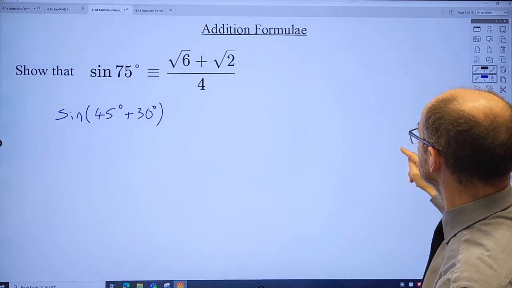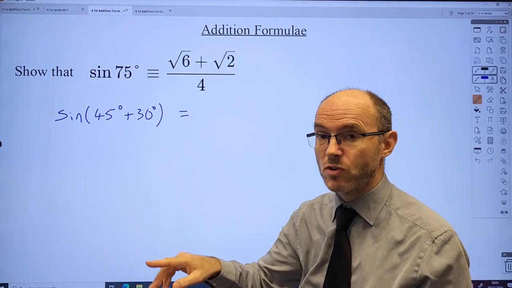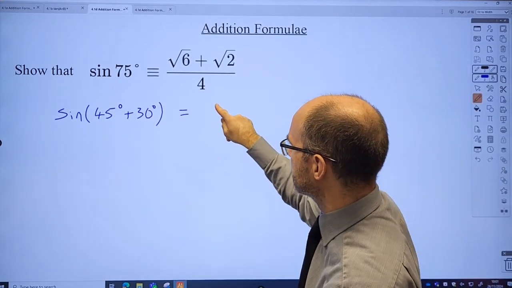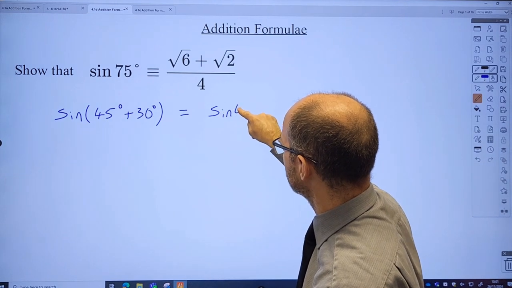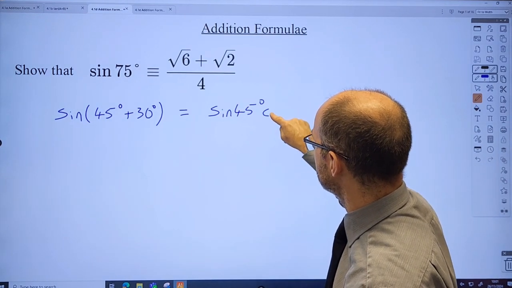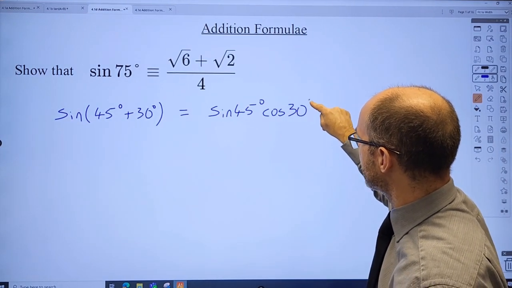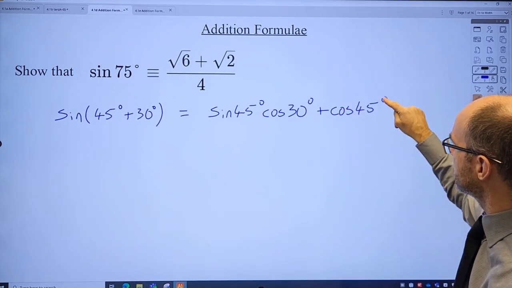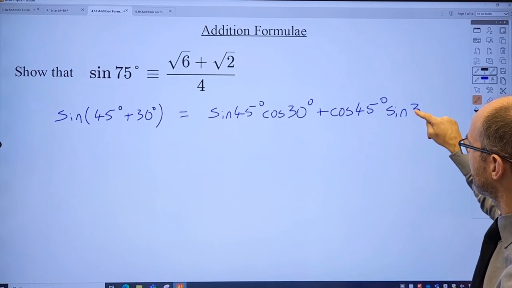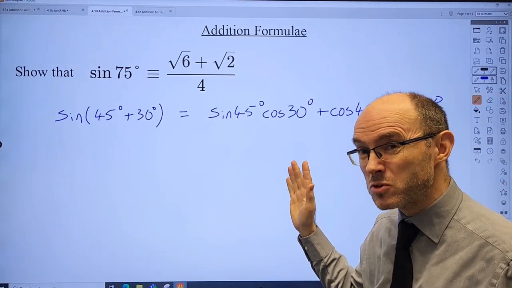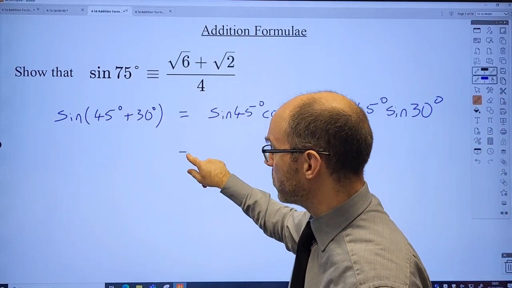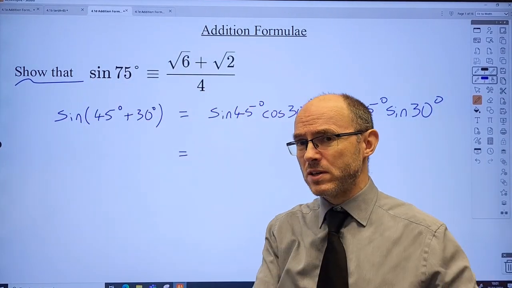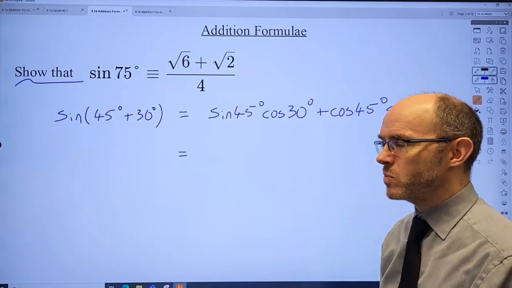Then it's a case of using the identity, writing out what that is. Remember it's a show that question, so you can't skip lines of working. So that would be sine 45 degrees, cosine 30 degrees, and then it's plus cosine 45 degrees, sine 30 degrees. That line is absolutely crucial, it's critical, you need that in. In fact, all of the work I'm doing for this question is critical, because it's a show that. With a show that, you've got to fill in every single step of working.